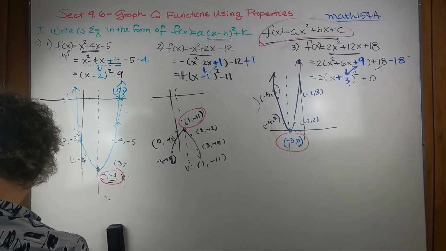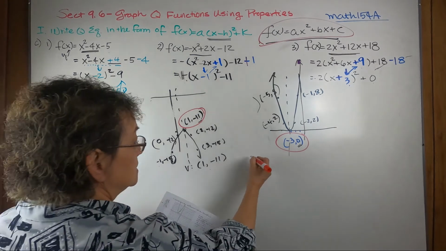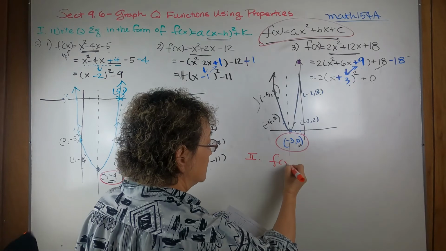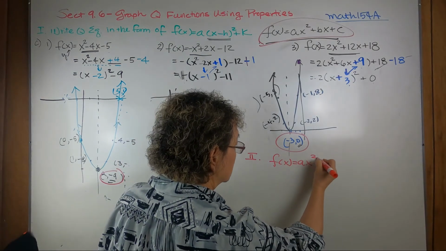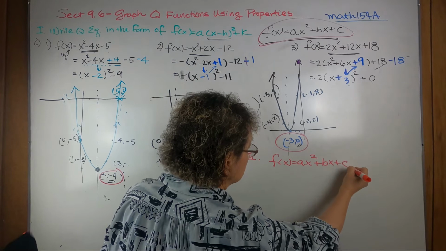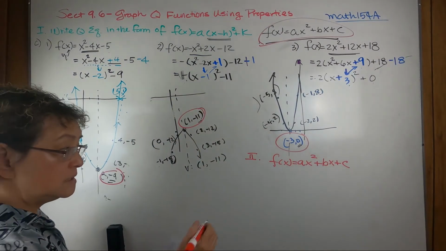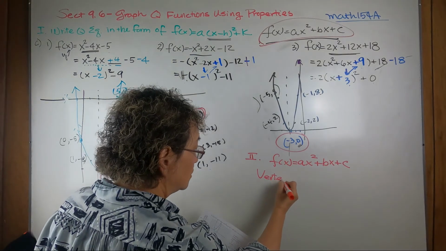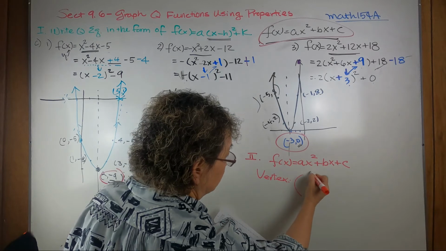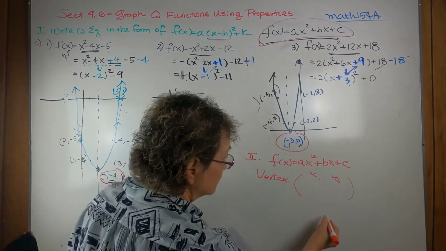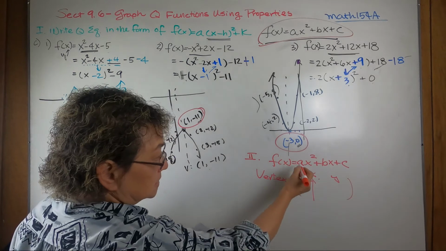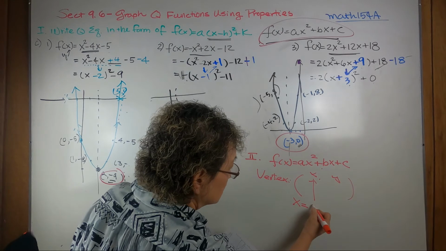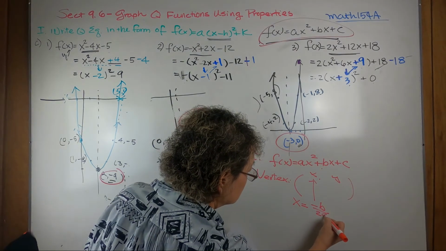So on your page 21 and part 2, it says if you have f of x equals ax squared plus bx plus c, okay, standard form, then your vertex is this. How do you find your vertex? Vertex is x and y, right? Then your x is from your a and b. You can just do that. x equals -b over 2a.